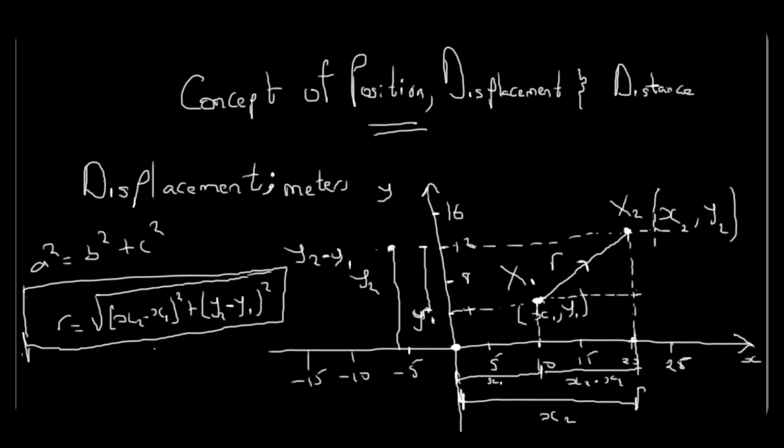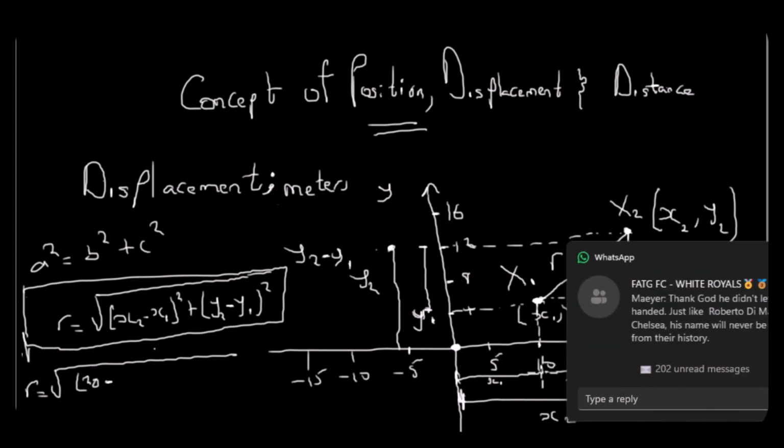So what is my x2? Here I can say r will simply be equal to the square root. So my x2 is simply 20. Remember, this is x2 here. So x2 is 20 minus x1 is 10.